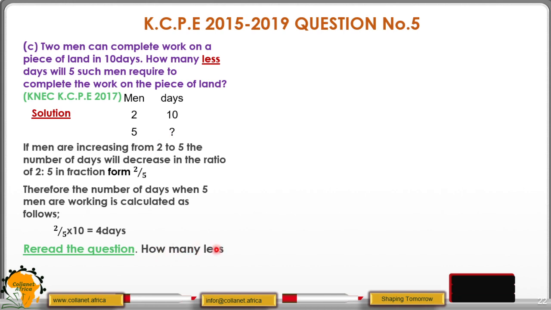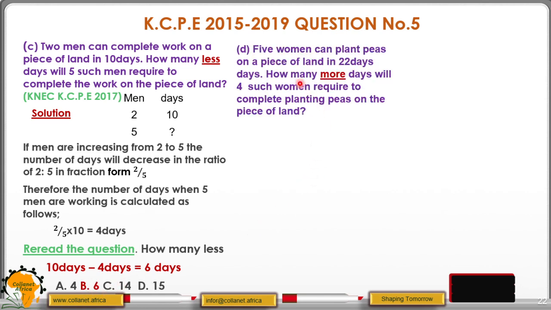It is how many less. So in this case, the first 2 men were to take 10 days. So it is 10 minus 4 to get 6 days. Note this part, okay? It's very important. So the answer is B. Then we have another question.